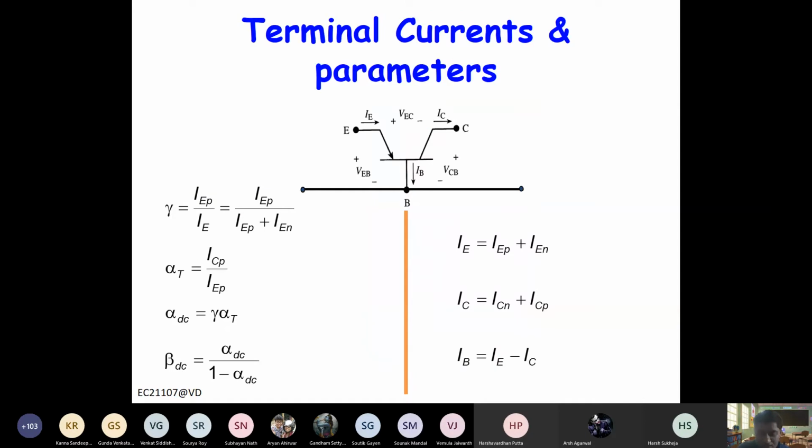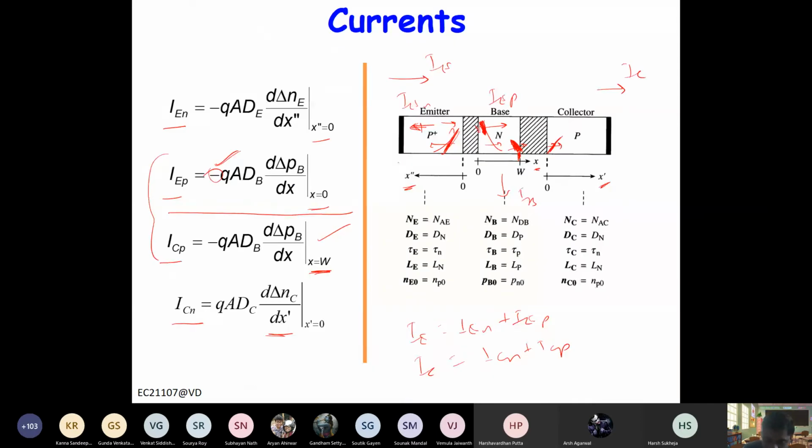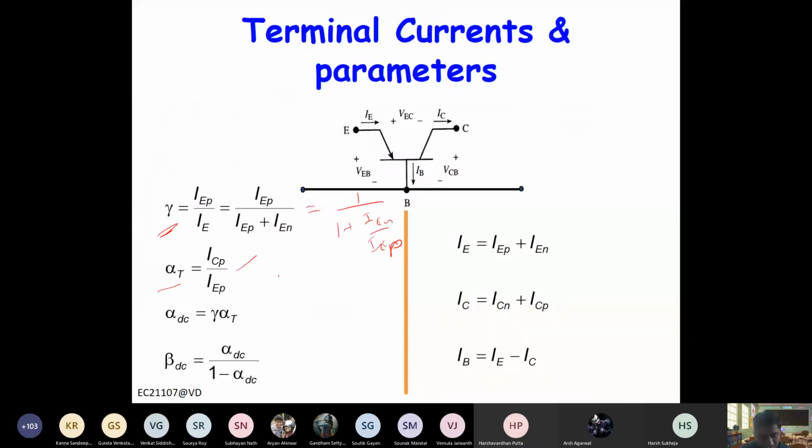So you can also define in terms of I_EP and I_CP these parameters. Now gamma is emitter injection efficiency, right? That can be written as I_EP by total I_E. So this can also be written as 1 over 1 plus I_EN by I_EP. And base transport factor is again I_CP by I_EP. I_CP by I_EP is basically the ratio of these two, right? So holes are moving from base-emitter junction to base-collector junction, right? So this is I_CP by I_EP.